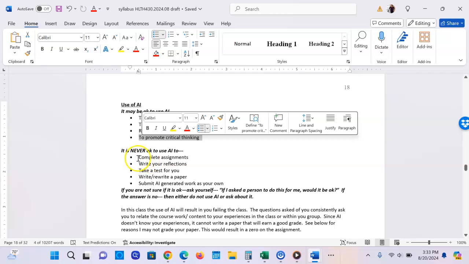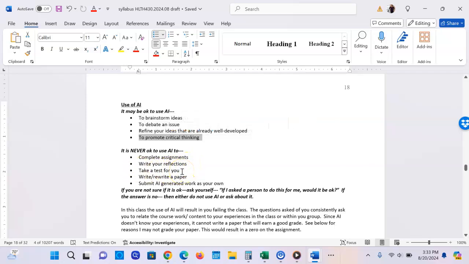And here are some examples that are not okay. If you asked a human being to complete your assignments, that's wrong. It's also wrong to ask AI. Would you ask another human to write your reflections for you or to take a test for you? And the answer is no. You know that's wrong, so it's also wrong in AI.